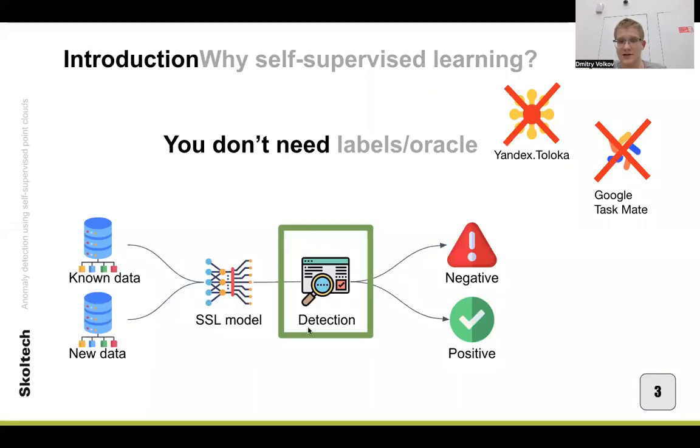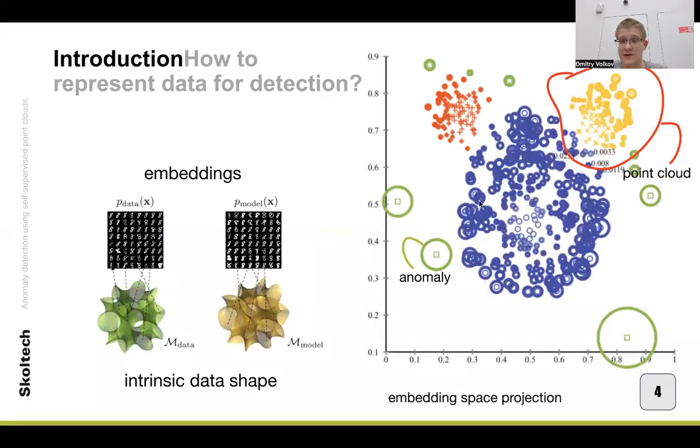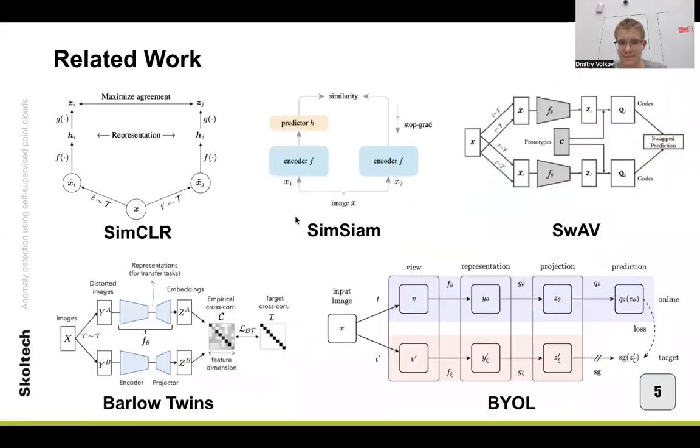The question here is what we need to pass to our detector in order to produce a reasonable representation of the initial data. For these purposes, we use the following concept, which is called point clouds. Point clouds, in general words, are just a set of embeddings produced from the linear layer of a self-supervised model. Here you can see a toy example of how it can look, and the most important point is that this representation should be invariant to the augmentation which we apply to our data.